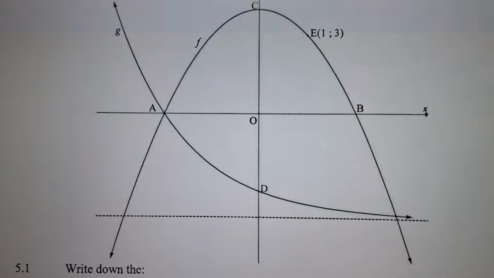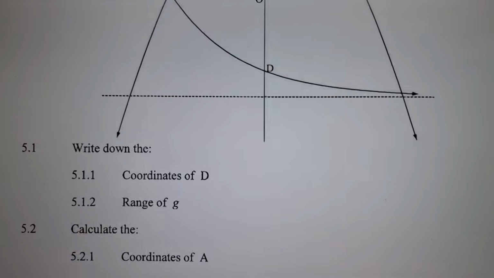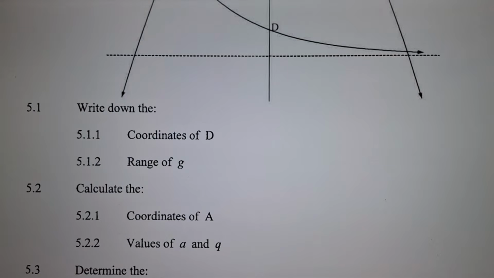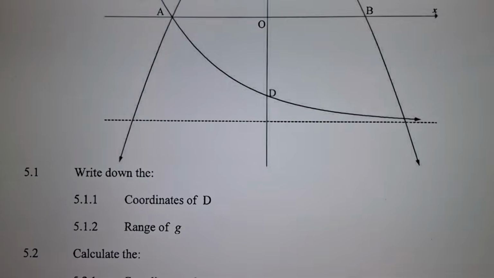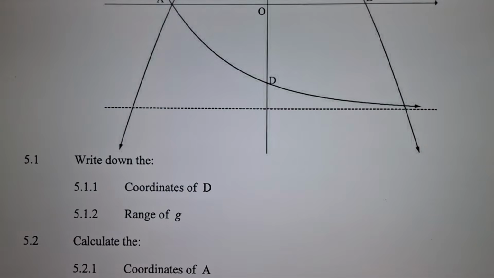What does this graph consist of? Then let's read the questions now. 5.1, they say we must write down 5.1.1, the coordinates of D. So what are the coordinates of D? This is D. Let me show you where D came from. D is the y-intercept because the point D is exactly on the y-axis and it crosses the graph g, the exponential graph. So we're going to answer the question here, the coordinates of D.